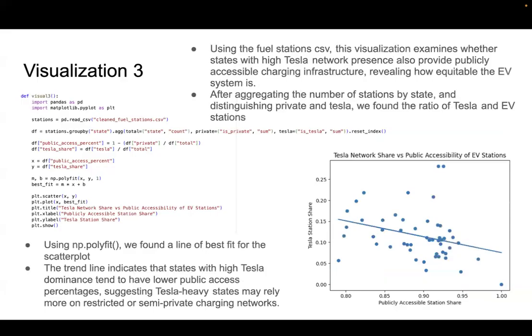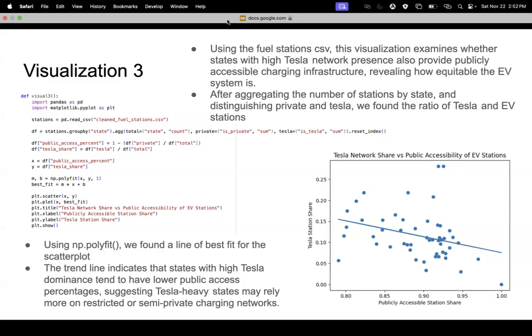And in visualization three, we use the fuel station CSV to see whether high Tesla network presence also provides publicly accessible charging infrastructure, which shows how equitable the EV system is. And after aggregating the number of stations and distinguishing private and Tesla, and using a line of best fit, we found that high Tesla dominance tends to have lower public access percentages, suggesting Tesla heavy states may rely more on restricted or semi-private charging networks.